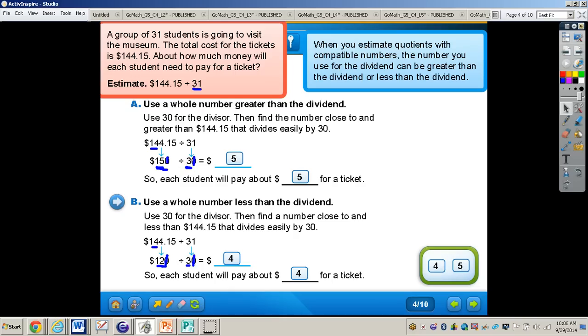So let's take a look at that question here. Which estimate do you think will be a better estimate of the cost of the ticket? And we can see here that the one where we change that $144.15 to $150 will be closer. Why will it be closer? Because really we're only adding 85 cents to that $144.15 to get it to $150. We actually had to take away a lot more money for letter B. So it's the closer estimate. We changed that dividend the least amount, so that would mean it would be the closer estimate.